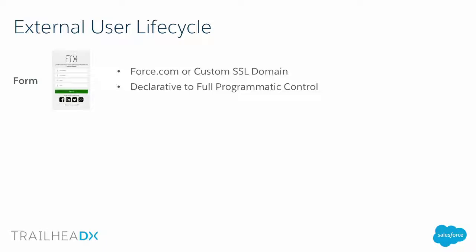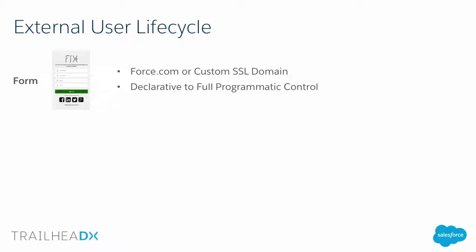We also provide full declarative and programmatic control over the experience. So out of the box, we provide this form that you can see here. It's kind of small, unfortunately. But using Community Builder, you can go in and you can customize the form. You can add new fields if you want to collect the customer's phone number or their title. You can change the text on the form. You can also change the color scheme. Or you can create your own Visualforce pages and Lightning components to fully customize the experience.